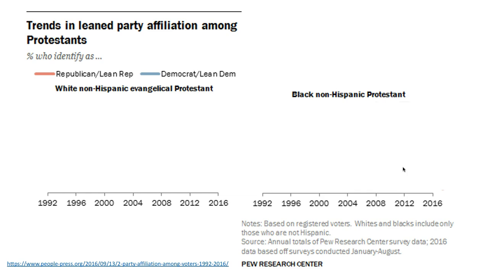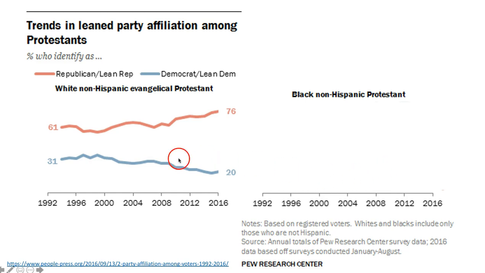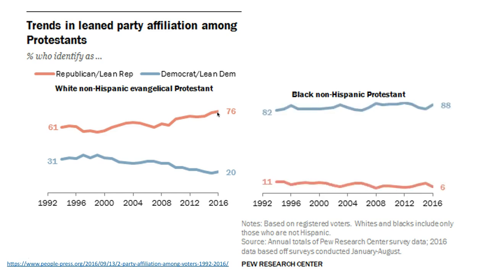In looking at white evangelical Protestants, you've seen the gap grow considerably from 1992, where it was a 60-30 split, to now basically 3/4 of white evangelical Protestants tend to identify as either Republican or lean Republican. That is a core constituency that has become part of the Republican Party. Among black non-Hispanic Protestant voters, again, very much a Democratic-dominated constituency.